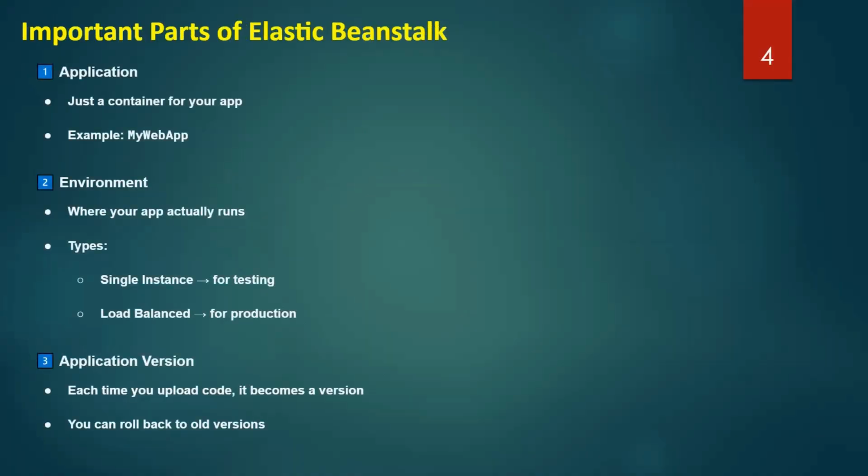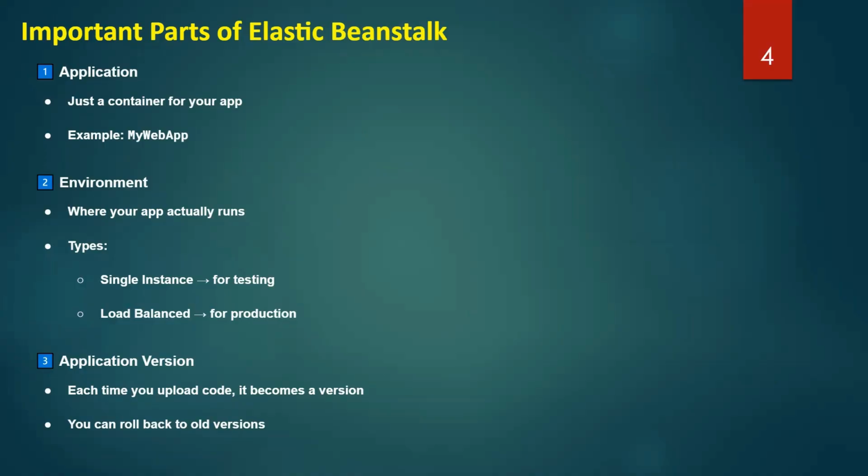The important point that you need to remember about Elastic Beanstalk is basically the application. The application is basically a container for your app. It consists of the EC2 instance, load balancer, auto scaling, CloudWatch, and other AWS services inside the application. That's how the application is like a container for your app.